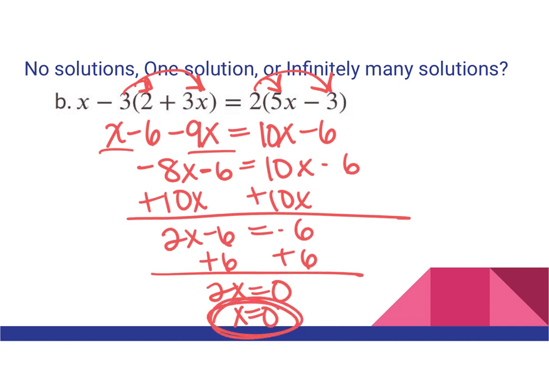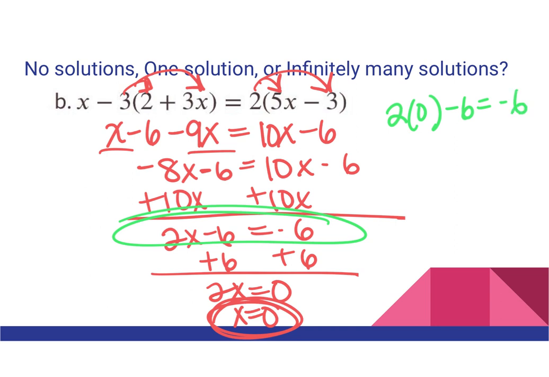Okay, so remember, I can use any of these equations. Why? Because I did the same move on both sides as I move from one line to the next, which means they're all equivalent and all have the same solution. So 2 times 0 minus 6 equals negative 6. Well, 2 times 0 is 0. So that leaves me with negative 6 on the left and negative 6 on the right. True statement. So we're good.